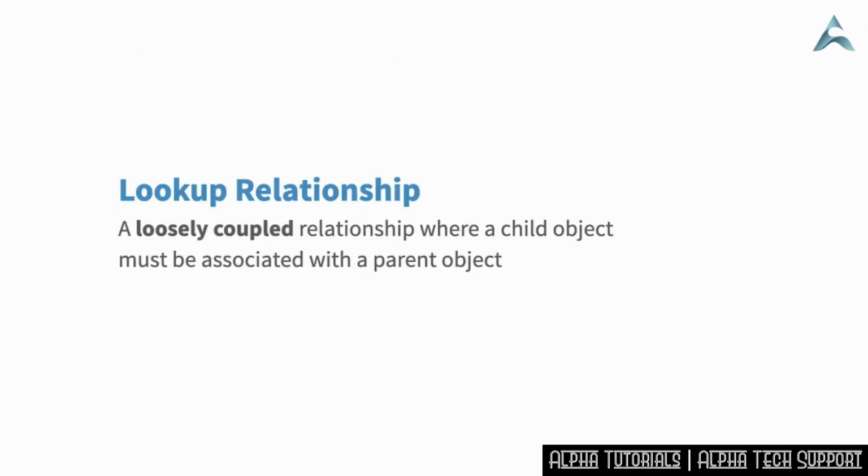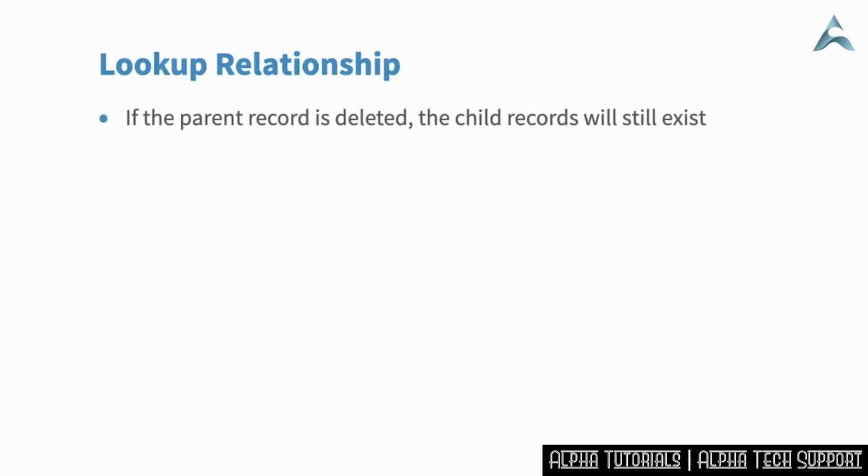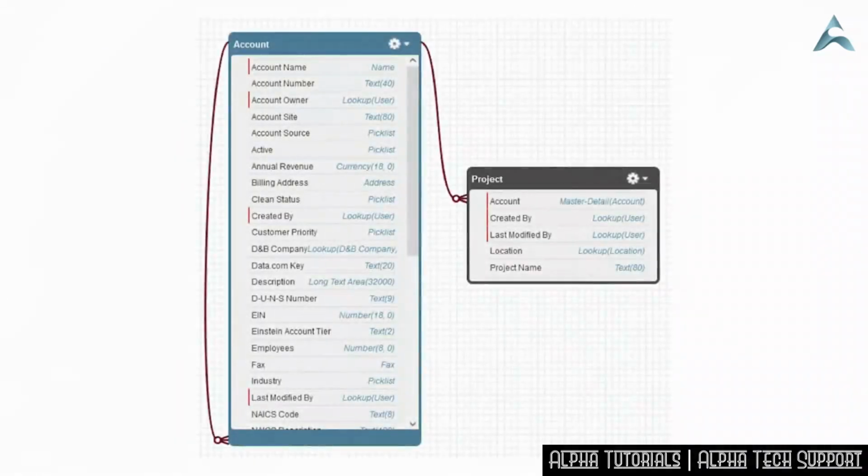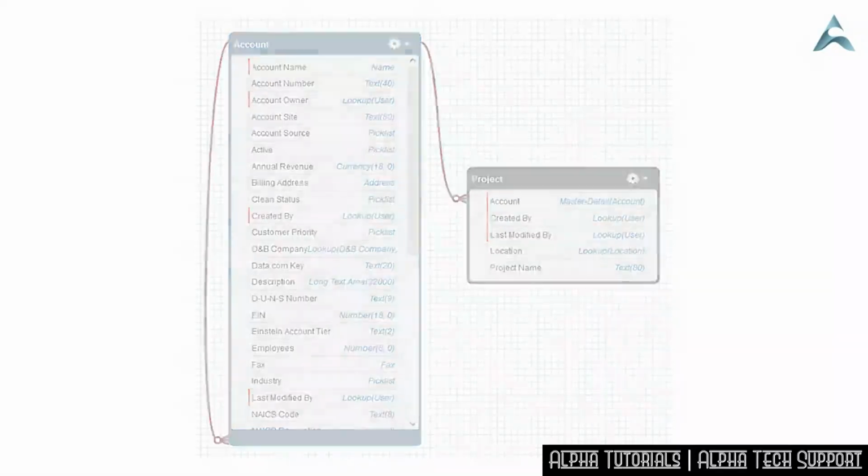A lookup relationship is a loosely coupled relationship between a child object and a parent object. In this instance, if the parent record is deleted, the child record can still exist because the lookup relationships are independent of each other. These object relationships are a bit tricky, but let's walk through creating those different relationships so you can better understand how they interact. Let's create a master detail relationship with a custom object called project and the standard object account.